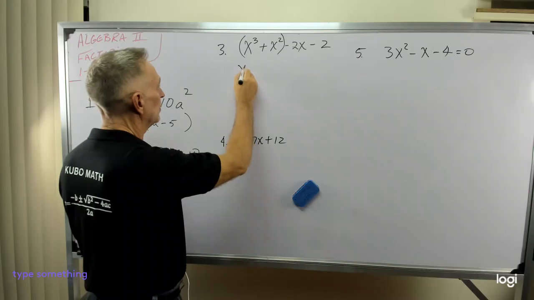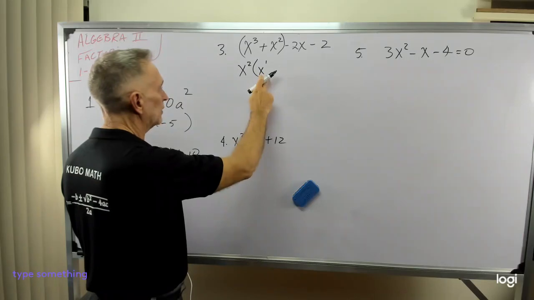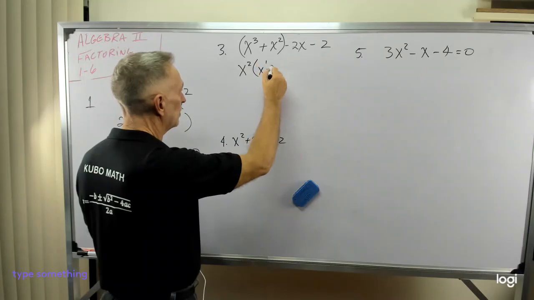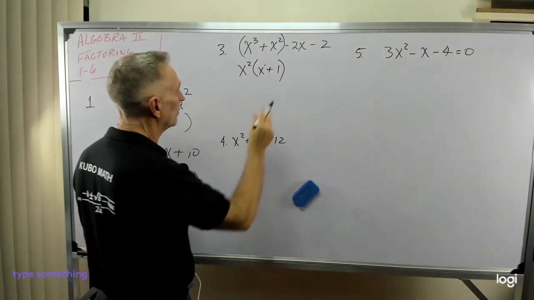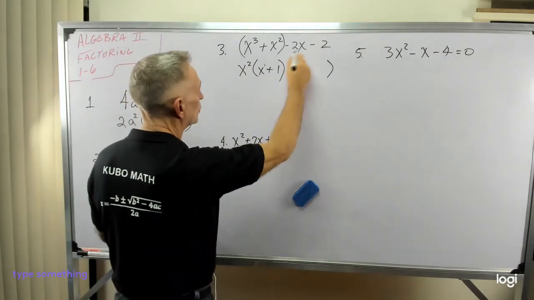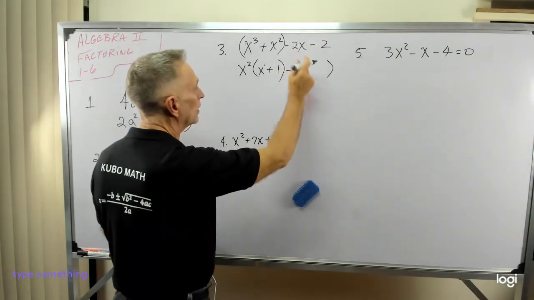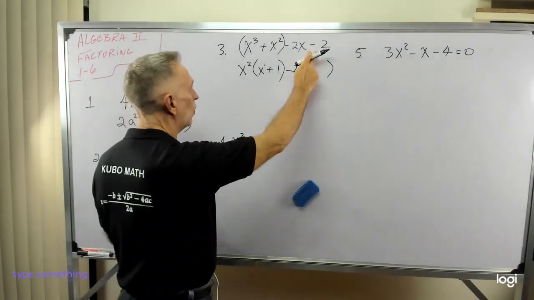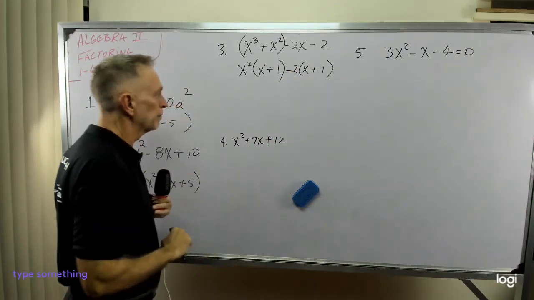So let me pull an x to the 2nd power out of this one. X to the 2nd times x to the 1st gives me x to the 3rd power. X to the 2nd power times 1 gives me x to the 2nd power. Now what about this one over here? Let's see. I'm going to pull the 2 out. So a negative 2. A negative 2 times what gives me a negative 2x? Well, just a positive x. A negative 2 times what gives me a negative 2? Well, a positive 1. Positive times a negative gives me a negative.